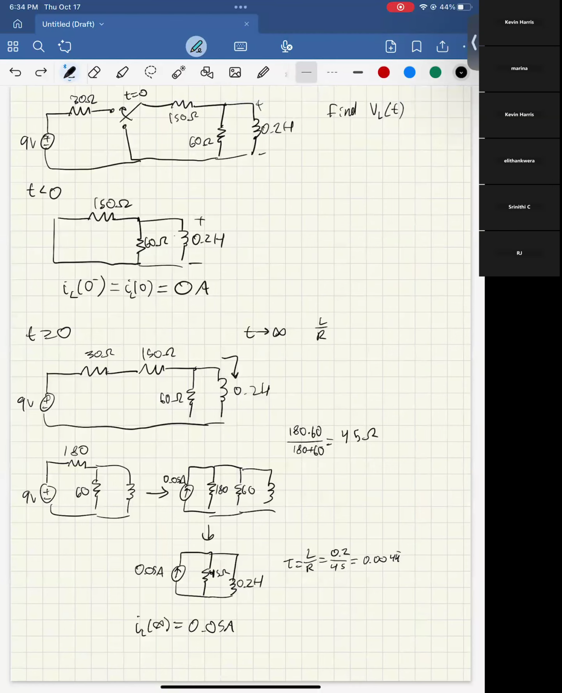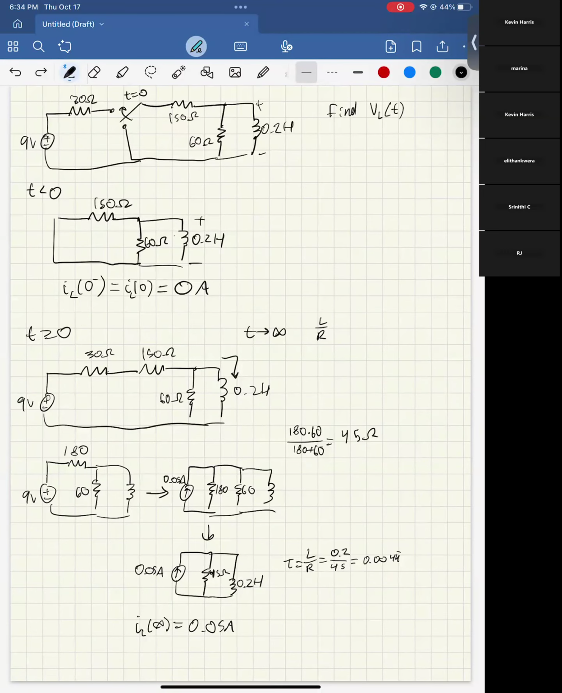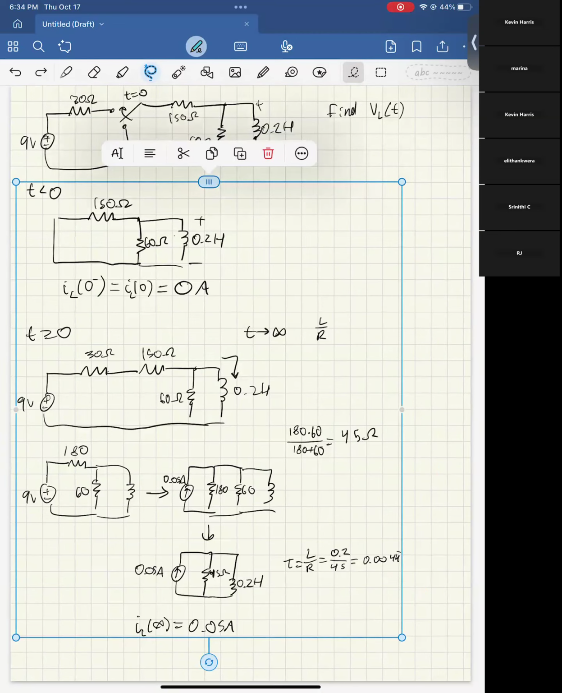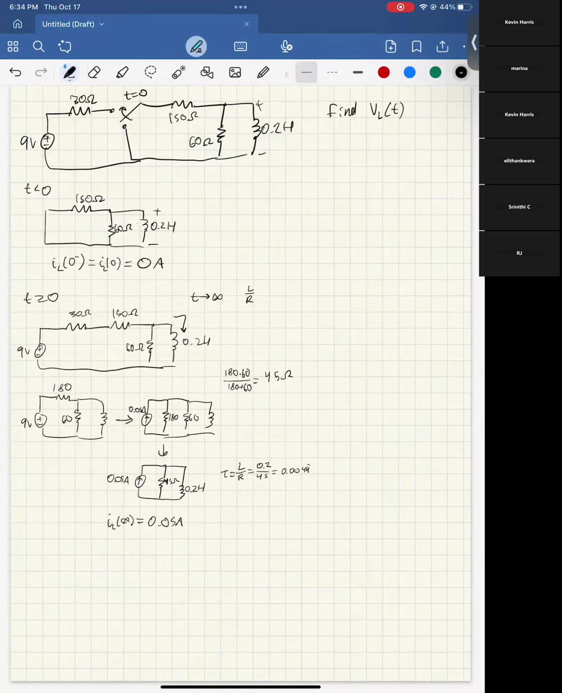And then from there, you can write your final equation. We're actually not quite there yet, because remember, we're finding the equation for IL of t right now. I am kind of out of space here, so let me shrink everything I did. Okay. So we found IL of infinity, we found IL of 0, and we found our tau.